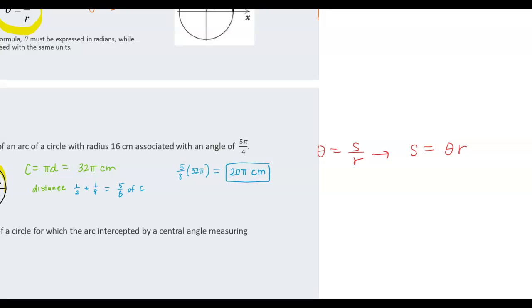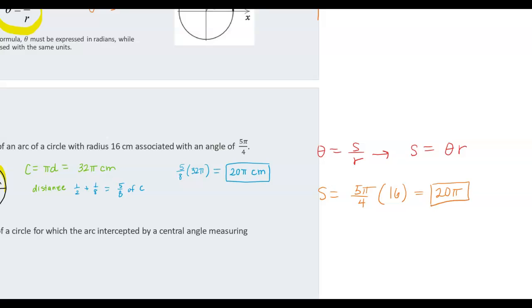So if I do it that way, I get that s is equal to 5 pi over 4 times the radius, which is 16. Notice that the numbers are similar, but they're just off by a half. That's because of the circumference, because we have that factor of 2 that's coming into play. And so same thing, if I multiply this out, I'm going to get 20 times pi.